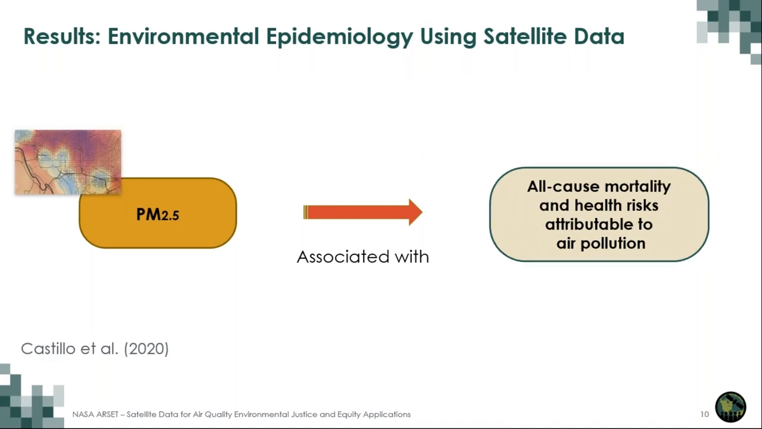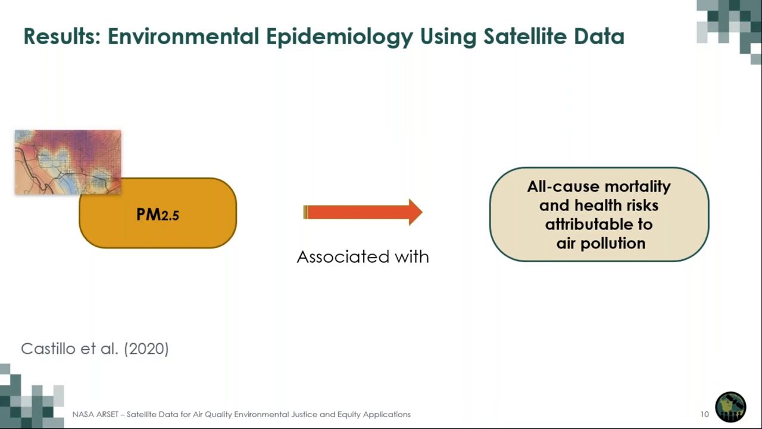Castillo et al.'s Washington, D.C. study is another good environmental epidemiology example that we found. These researchers combined a surface particulate matter satellite data set with social data sets from both the American Community Survey and NASA's Socioeconomic Data and Application Center, and combined it along with the D.C. Department of Health data set, which includes all-cause mortality and other health risks attributable to air pollution, such as heart attacks, lung cancer, and asthma emergency department visits.